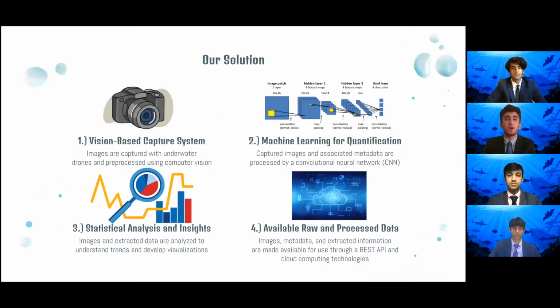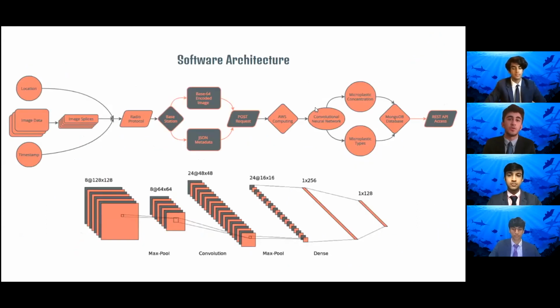Our solution uses a computer vision architecture to inexpensively collect underwater images. These images are then analyzed using novel computer vision pre-processing techniques and cutting-edge machine learning structures to quantify microplastic concentrations and identify types that are present. The Plastisearch system then analyzes the data to produce insights and stores all this information in a database for easy customer access. On the next slide, we have a more rigorous description of our software architecture.